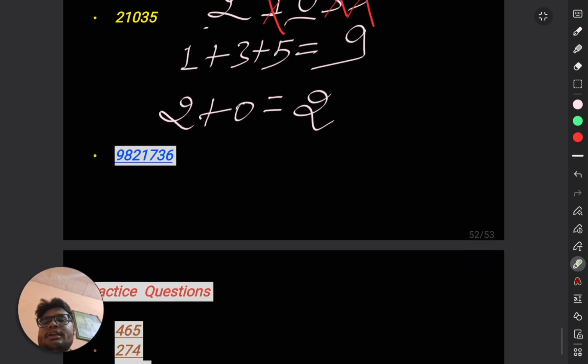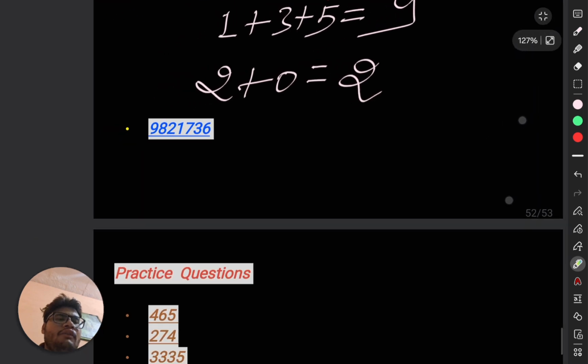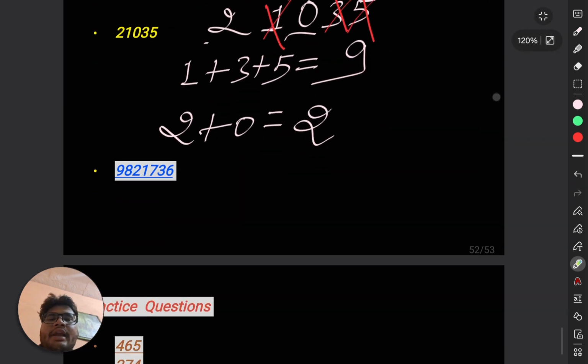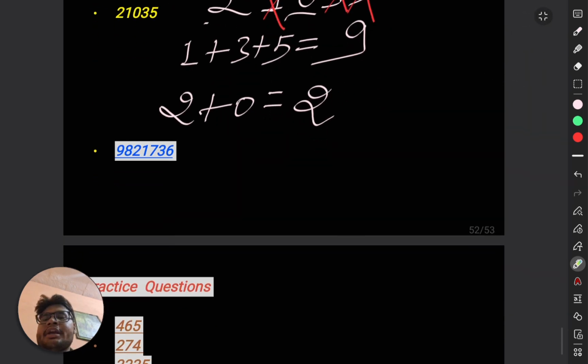This example contains a big number, so this will help a lot in understanding this method. Then we have to move on to the next example. The example here is 9821736. We have to write this number in a separate place.